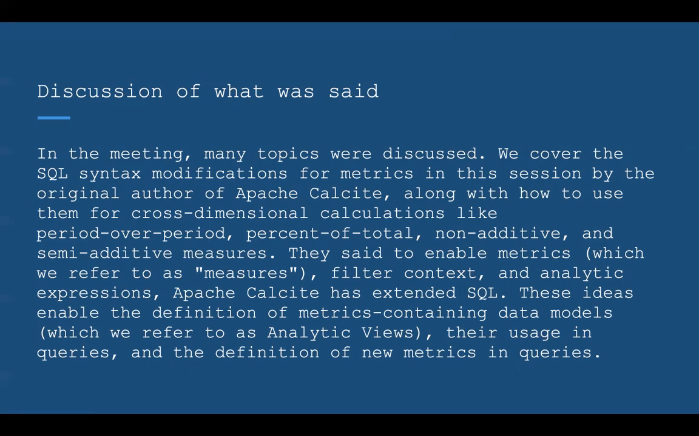And they said, to enable metrics, which we refer to as measures, filter context, and analytic expressions, Apache Calcite has extended SQL. These ideas enable the definition of metrics containing data models, which are referred to as analytic views, their uses in queries, and the definitions of new metrics in queries, etc. They discussed so many things like this.